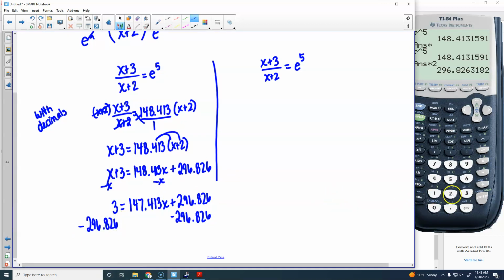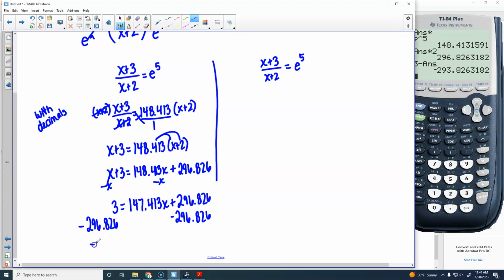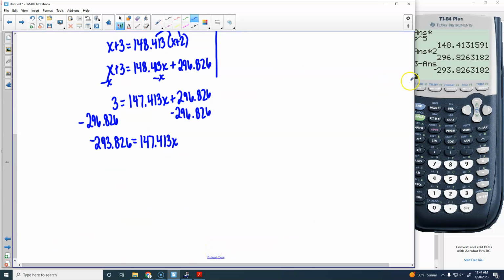So 3 minus, on the calculator, you can either store that value, or if it's on the last line, if you do second and the negative key, it'll give you the answer from the line before. So we get negative 293.826 equals 147.413x. I really should have stored that value there. I can still see the decimal though, and I'm going to divide by 147.413.